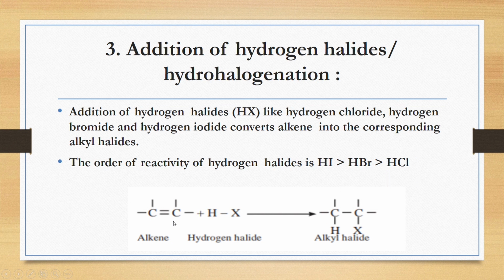Let's see the general reaction. Alkene having carbon-carbon double bond is treated with hydrogen halide HX. It can be either HCl or HBr or HI. Double bond will get opened up. Hydrogen will go to one carbon, halogen will go to the other carbon, and thus we will get alkyl halide.